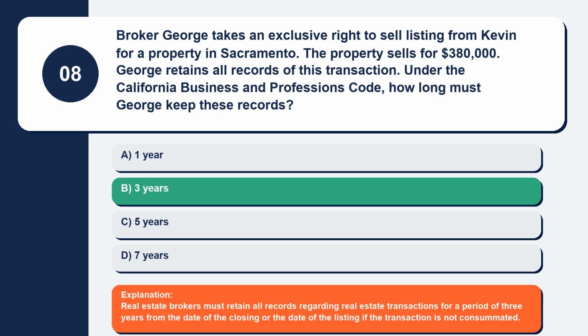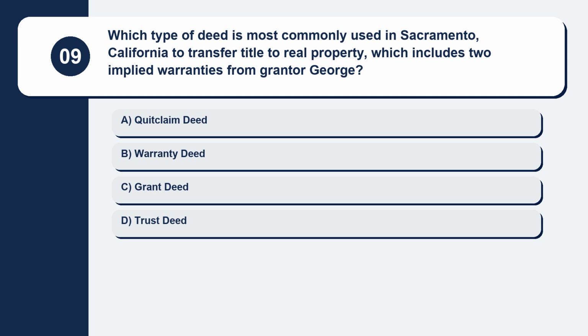Explanation: real estate brokers must retain all records regarding real estate transactions for a period of 3 years from the date of the closing or the date of the listing if the transaction is not consummated. Question 9. Which type of deed is most commonly used in Sacramento, California to transfer title to real property, which includes 2 implied warranties from grantor George?